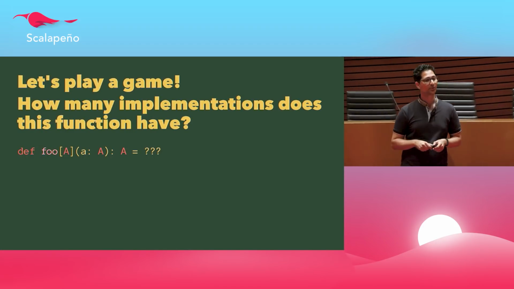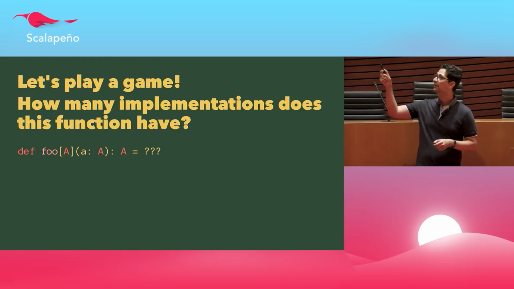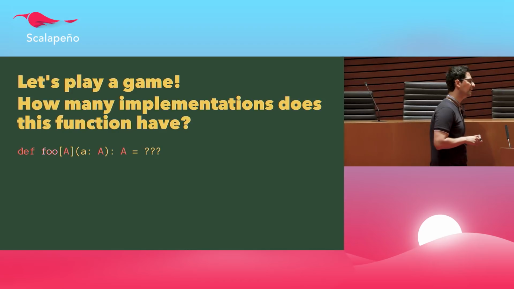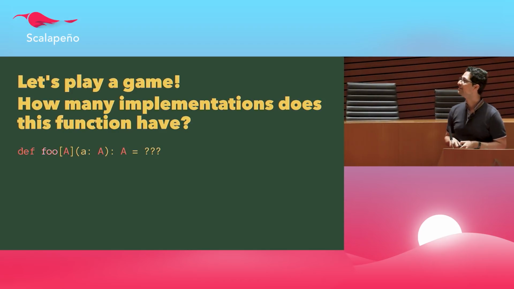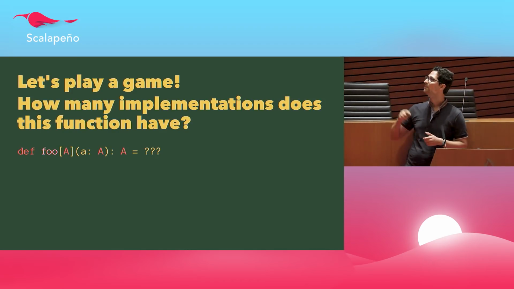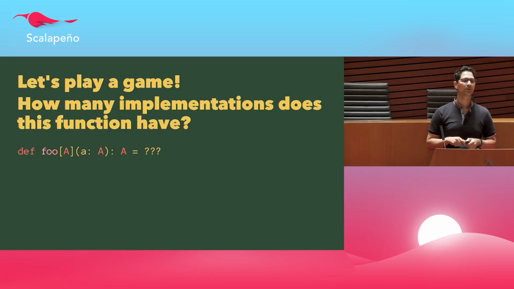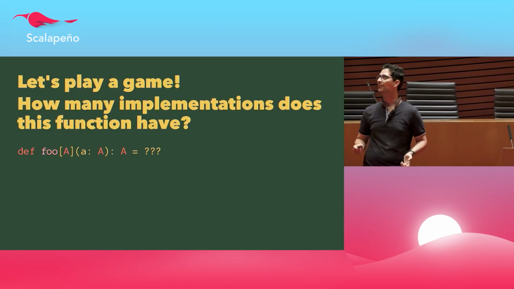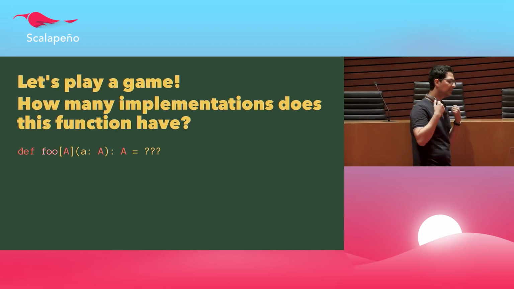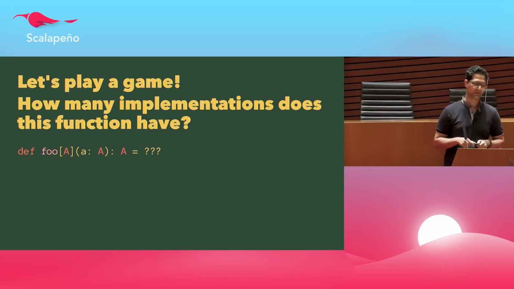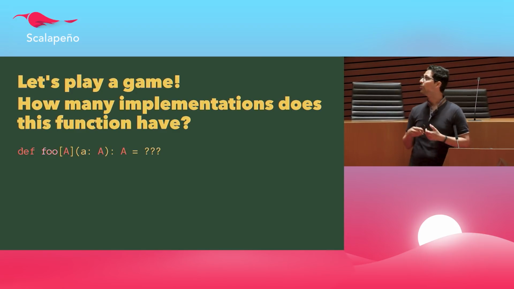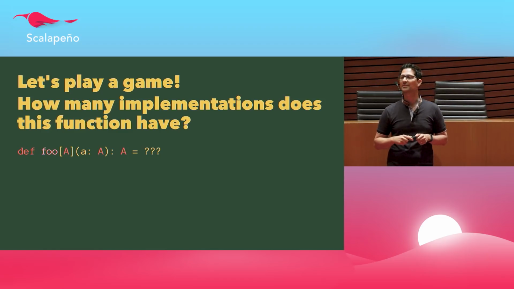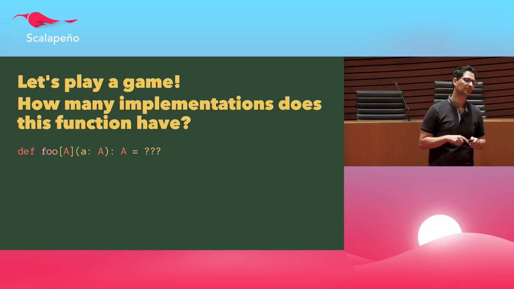And this is a parametric function. So we have here a parametric type, A. This thing tells you in the bracket that you could replace this A with any type. Could be a string, could be a long, an int, a list, whatever. That's what you have to think when you see this parametric type. And the question is, how many ways could you implement this function?